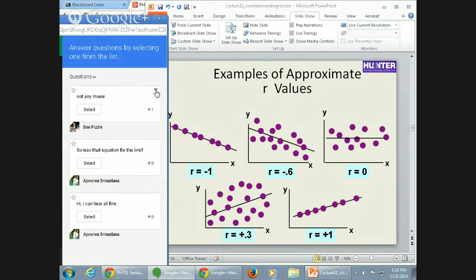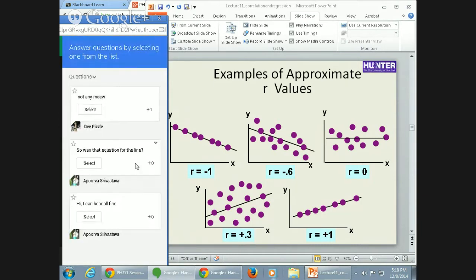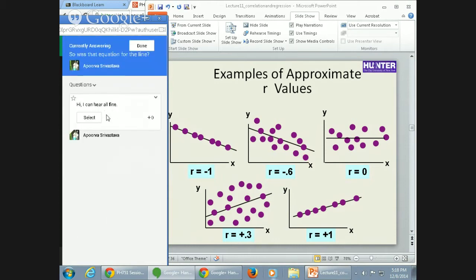So what was the equation? What's that? Is there another question? Is there another question? So is that equation for the line? What equation? And then she thinks that she wants to raise the equation for line, but that's just a Pearson correlation. Oh, yeah.